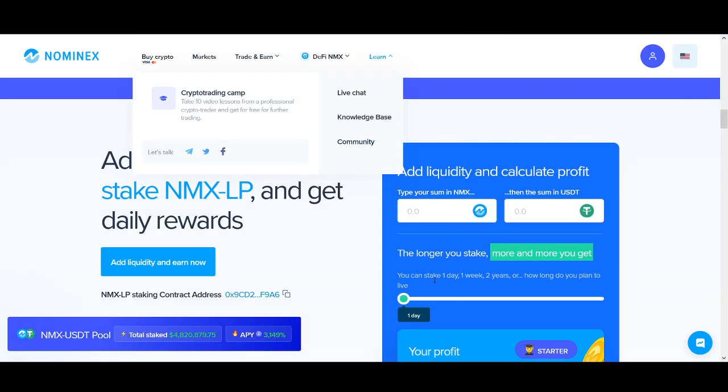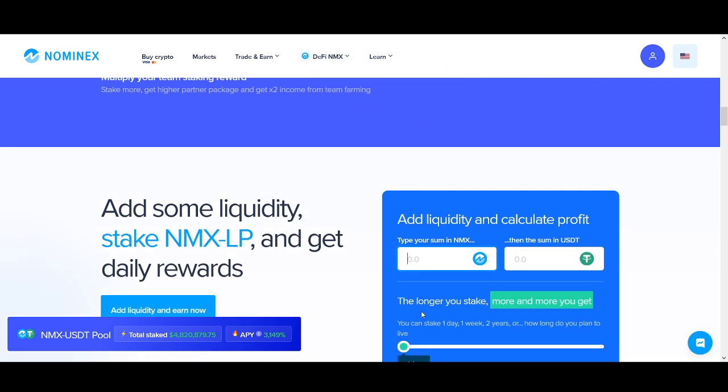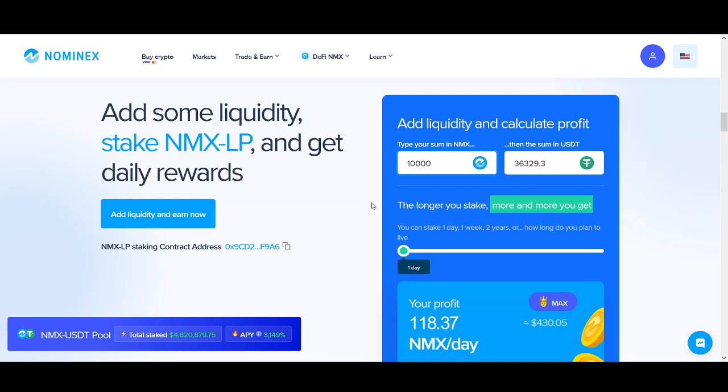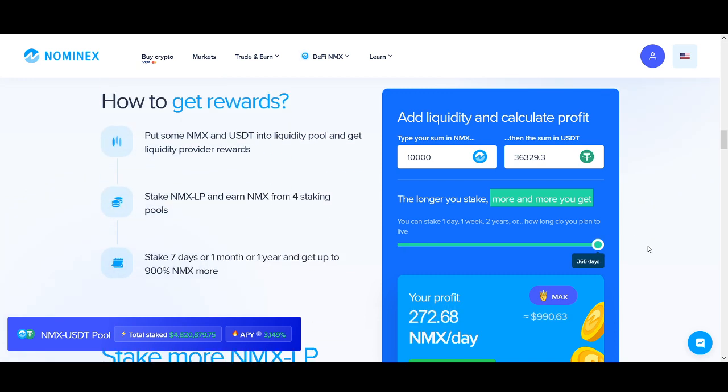I want to touch on how much potential you can earn. So let's say the price of NMX is $3.50, and you want to put in about, let's say, $30,000. If you want to put in $30,000, let me get the calculator out. So let's say you're buying 10,000 worth of NMX. If you're buying 10,000 worth of NMX, you're potentially making 118 NMX per day. If you look at it for 30 days, you'll make about 137, so you're making about 20 NMX a day more. If you're looking to stake for 365 days with 10,000 NMX tokens, you can really multiply your income.